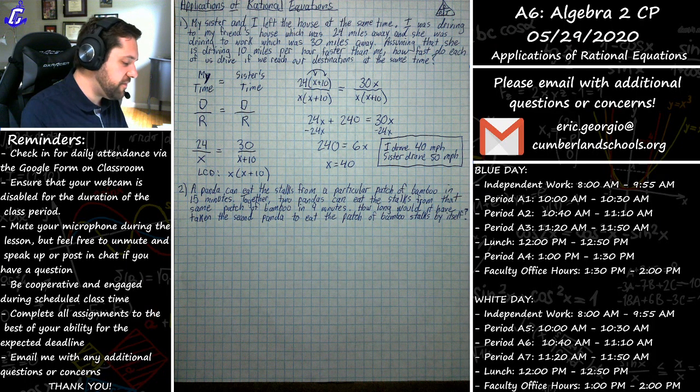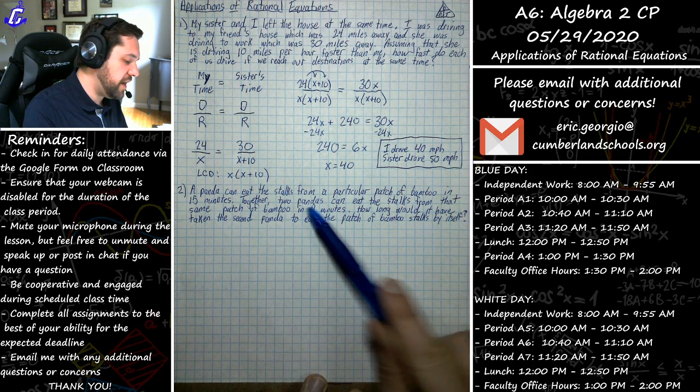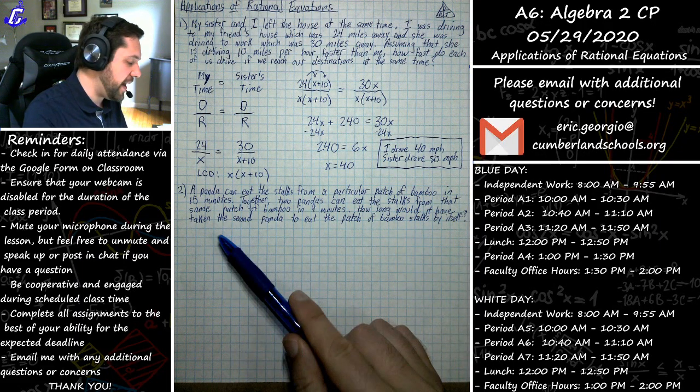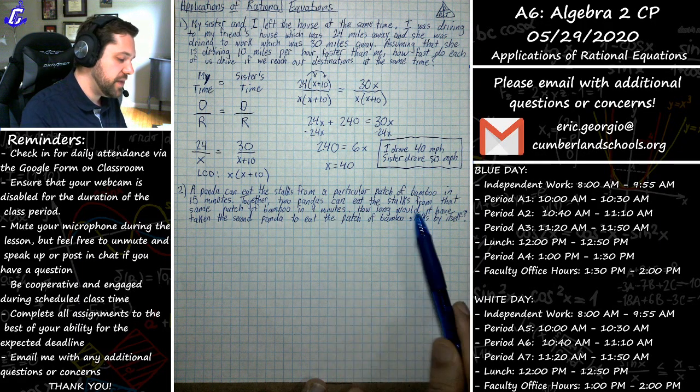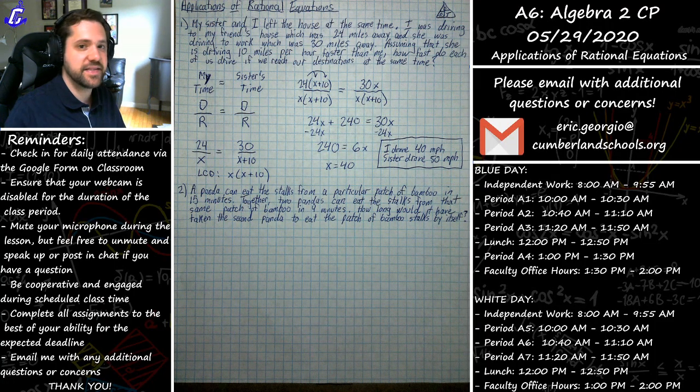All right, let's go ahead and move into problem 2. Problem 2 is a work done problem. It says, a panda can eat the stalks from a particular patch of bamboo in 15 minutes. Together, 2 pandas can eat the stalks from that same patch of bamboo in 9 minutes. How long would it have taken the second panda to eat the patch of bamboo stalks by itself?